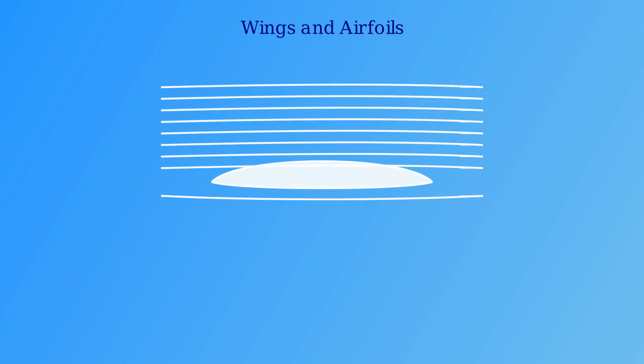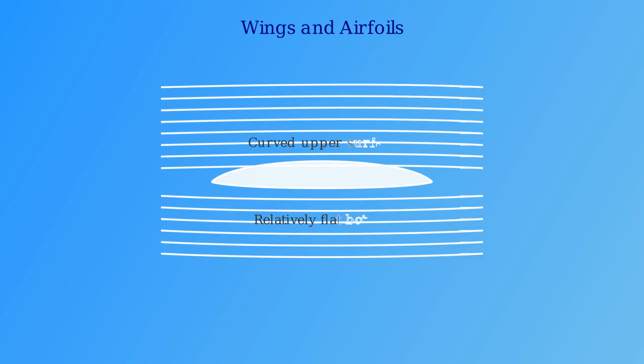Let's examine the special shape of an airplane wing, called an airfoil. An airfoil is specifically designed to maximize lift. It features a curved upper surface and a relatively flat bottom. This shape creates the perfect conditions for lift generation. As air flows around the wing, it moves faster over the curved top surface, creating lower pressure above the wing. Meanwhile, the relatively flat bottom creates higher pressure below. This pressure difference generates an upward force we call lift.